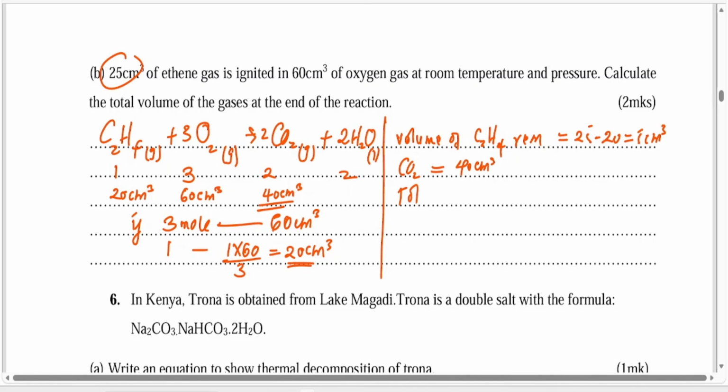So the total volume of the gas is going to be 40 plus 5, and the total volume of the gas is 45 cubic centimeters. These workings each have a mark, and getting the correct answer has 1 mark.